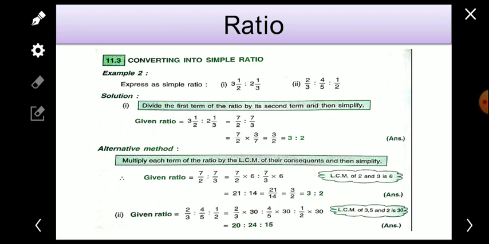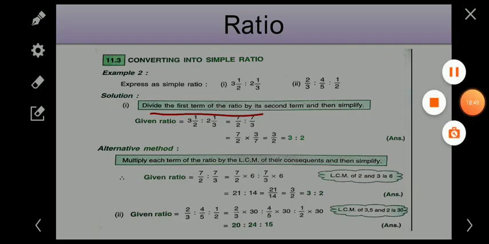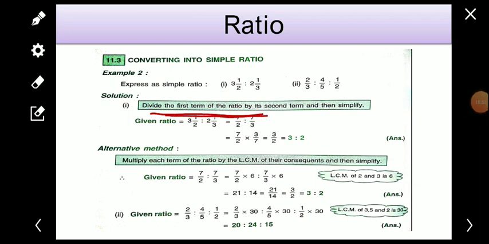Now, converting into a simple ratio. Suppose any ratio is given and it is not a simple ratio, it is a complex ratio, then how to simplify that? Suppose one example is given: express as a simple ratio, and the ratio is 3.5 is to 2 whole 1/3. So what will you do? We will divide the first term of the ratio by its second term and then we will simplify it.